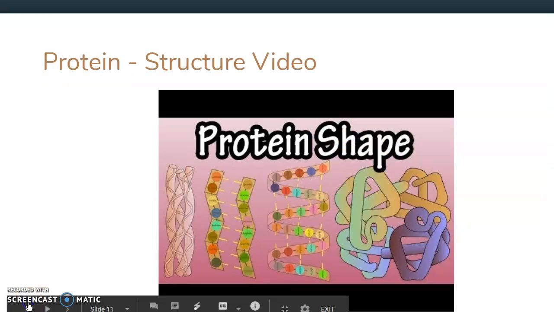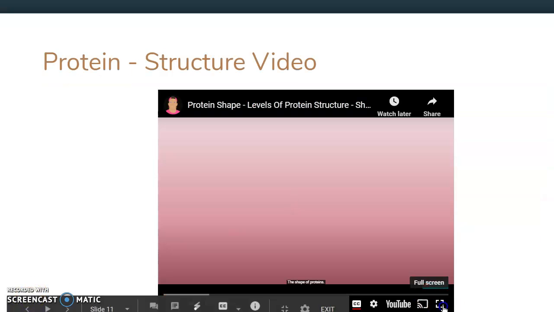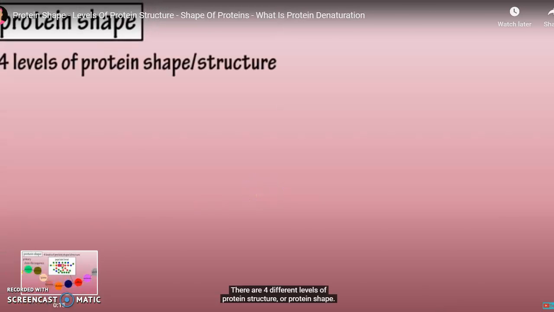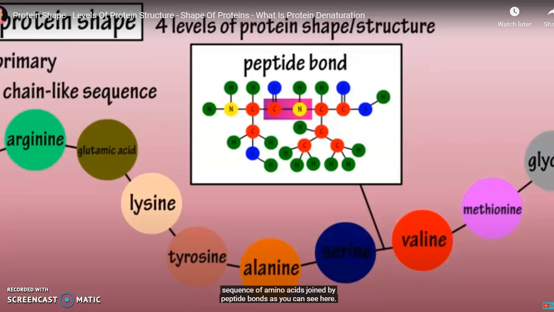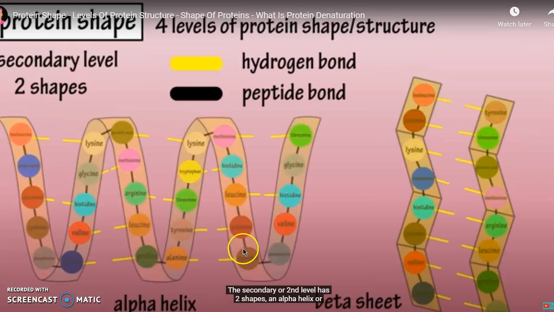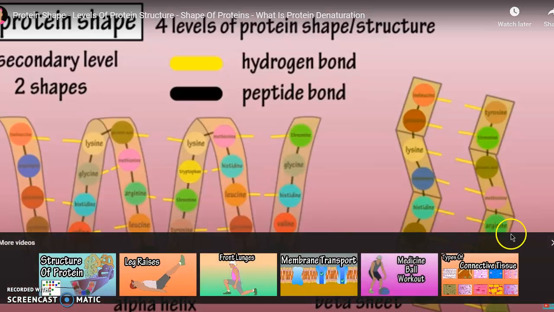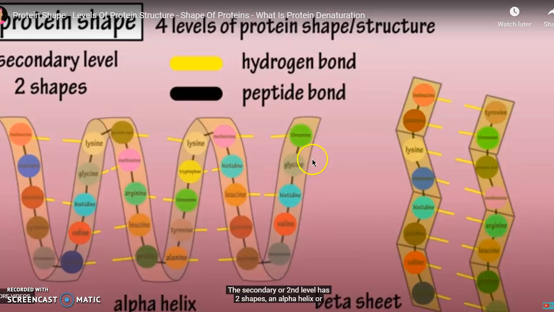I want to go back. Sorry. So this is our primary. Here's our secondary. So this is a good picture of what our alpha helix might look like. It's nice and coiled. In between these little dashed lines are hydrogen bonds, which we learned about also when we talked about water and the importance of hydrogen bonding. And then we also have our peptide bonds, which are covalent bonds. Our beta pleated sheets look more like this, that kind of line up side by side, whereas our coils will circle.